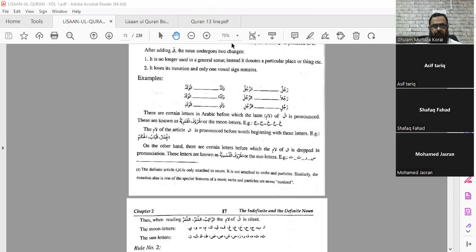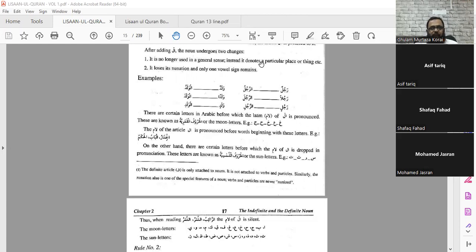Sir, in Huruful Shamsiya, we do not pronounce Lam. And in Huruful Qamariya, we pronounce Lam, like Ash-Shamsu. Lam is silent here. And in Al-Qamaru, we are pronouncing Lam, Al-Qamaru. Very good, mashallah. Sister Shafaq, good.